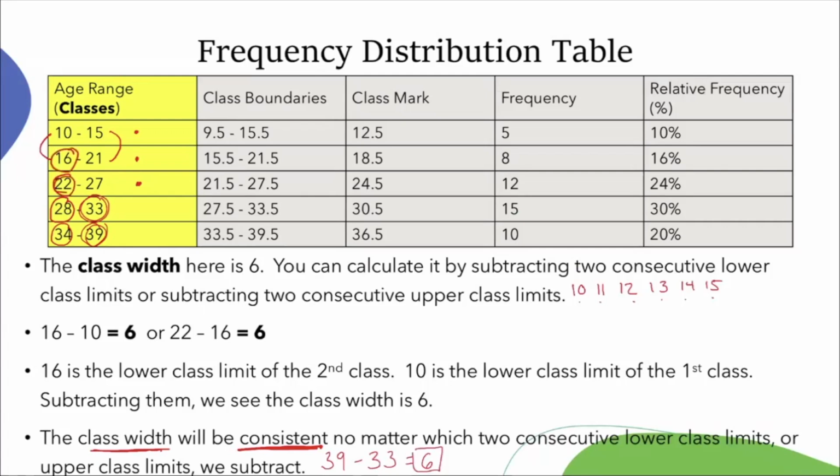If we do 22 minus 16, the class width is 6. So we see 6 over and over again here. Different problems will have different class widths. It will very rarely always be 6 in the problems that you encounter here. So be prepared for class widths to take on different values, but in this particular frequency distribution table, the class width is 6.